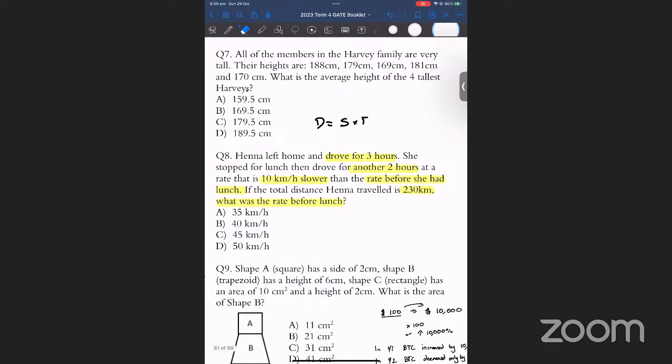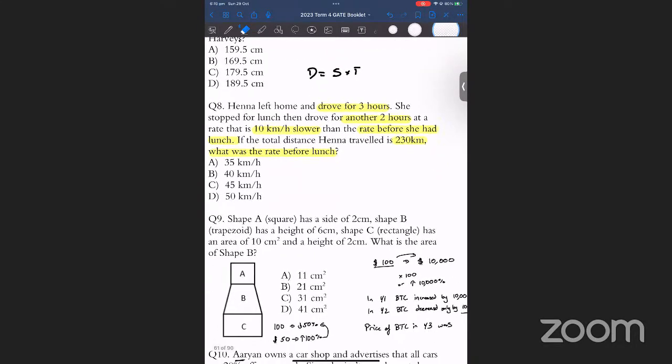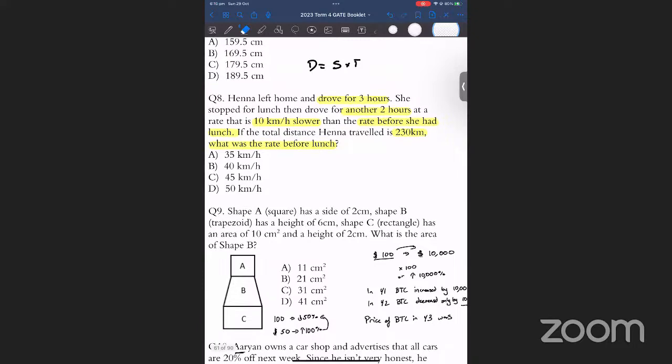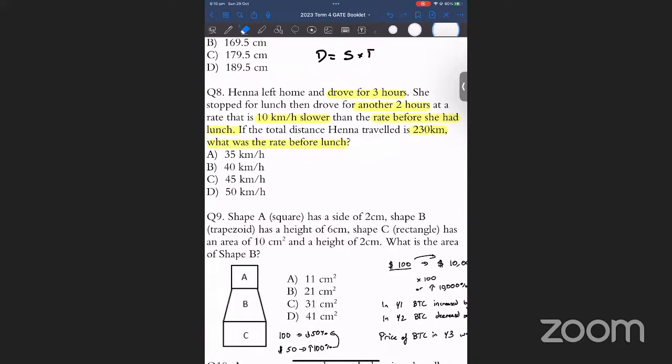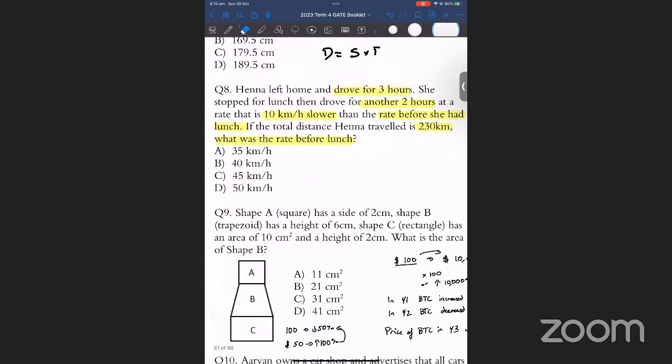So question number 8. Hannah left home and drove for 3 hours. She stopped for lunch and then drove for another 2 hours at a rate that is 10 kilometers slower than the rate before she had lunch. If the total distance Hannah traveled is 230 kilometers, what was the rate before lunch? Awesome. So let's take a look.